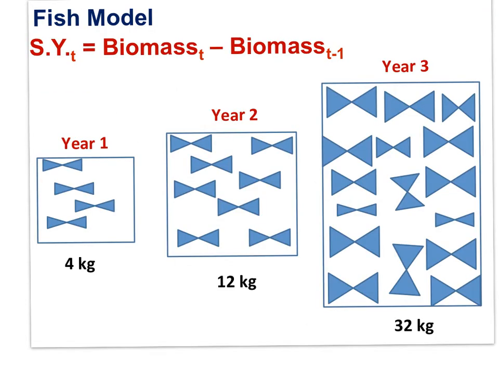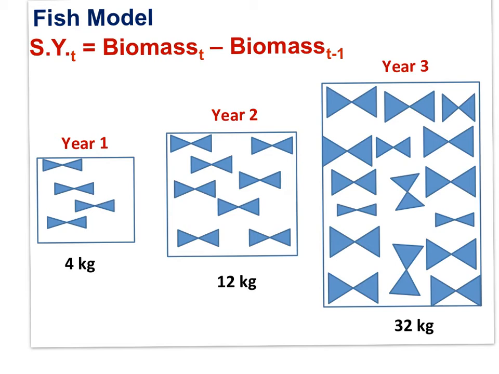Here's another question. Once again, the data is presented slightly differently. In the image, we can see fish in a pond with the mass of the entire fish population increasing from year 1 to year 2 and increasing from year 2 to year 3. Now, the sustainable yield calculated from year 1 to year 2 is 12 kilograms minus 4 kilograms, so that's 8 kilograms in the year. The sustainable yield from year 2 to year 3 is 32 kilograms minus 12 kilograms, or 20 kilograms in the year.